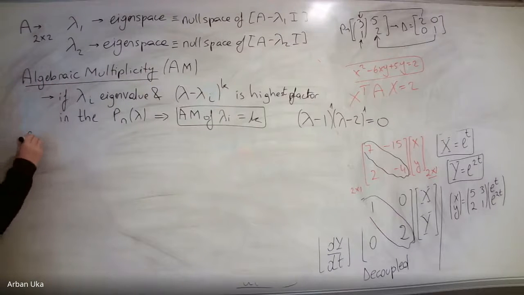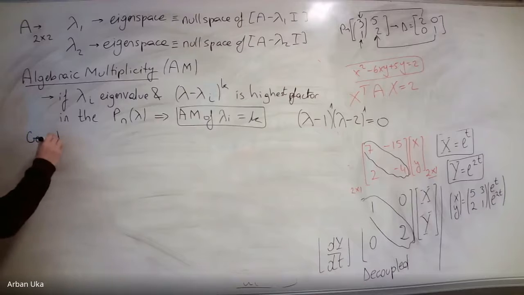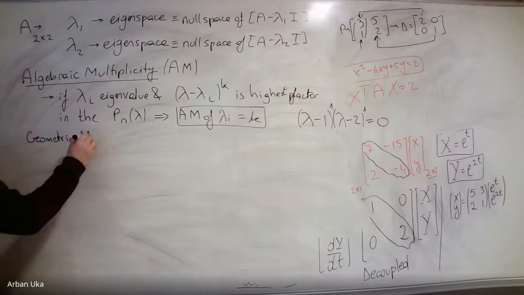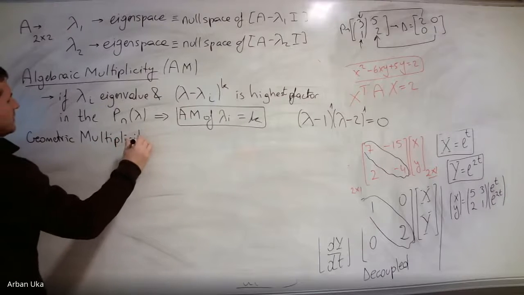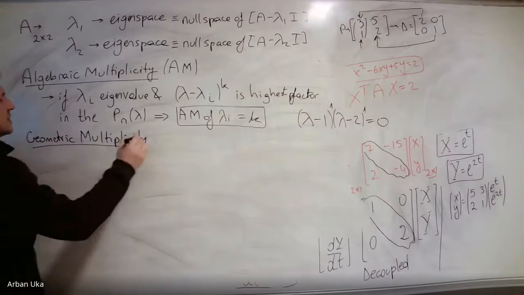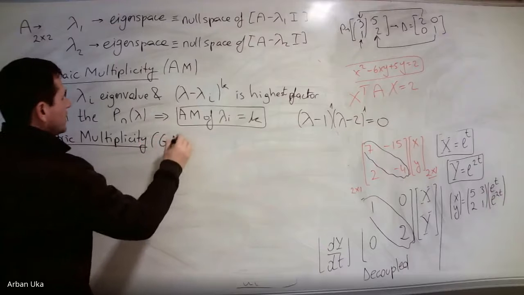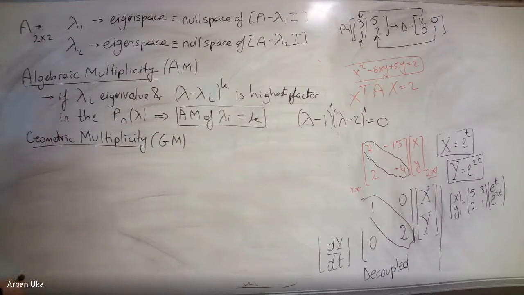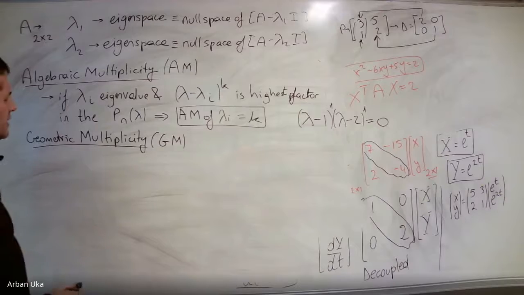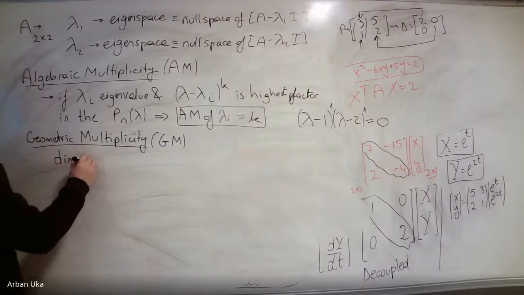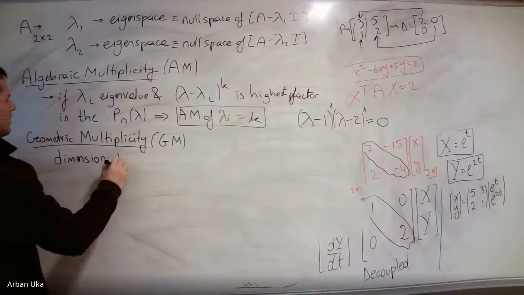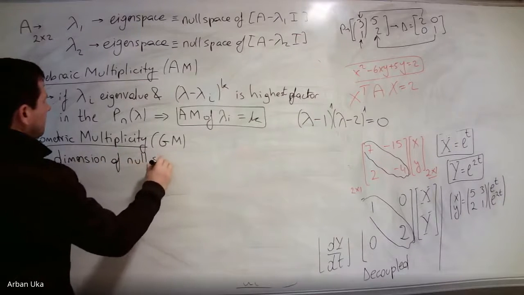Another concept is the geometric multiplicity, which we can denote as GM. Geometric multiplicity is defined as the dimension of the null space.